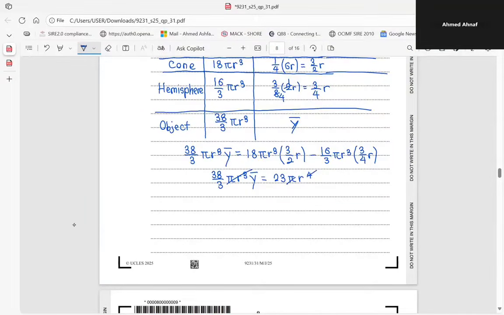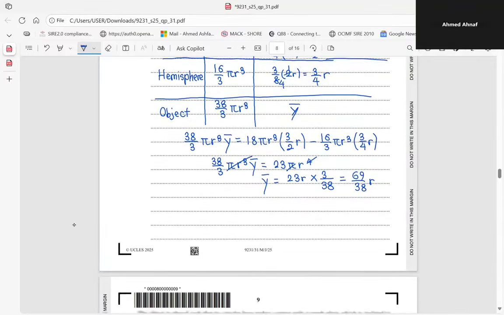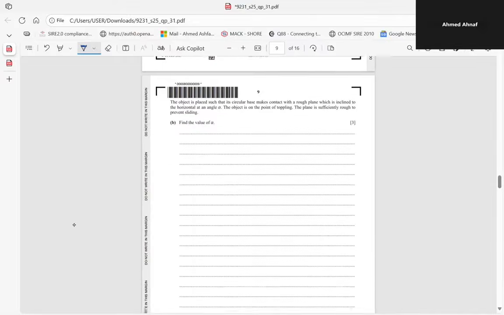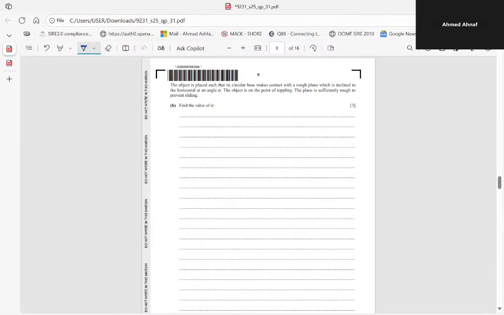Then we can make y bar the subject. So y bar is 23r times 3 over 38, which is 69 over 38 r. Let me check. Okay, so this is our final answer for this first part. Let's head on to the second part.